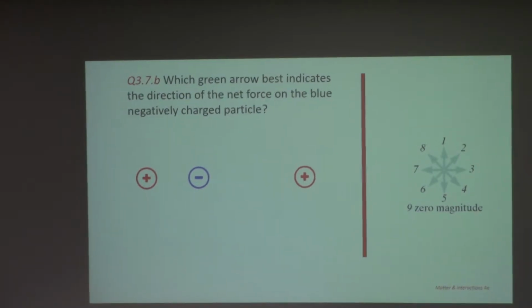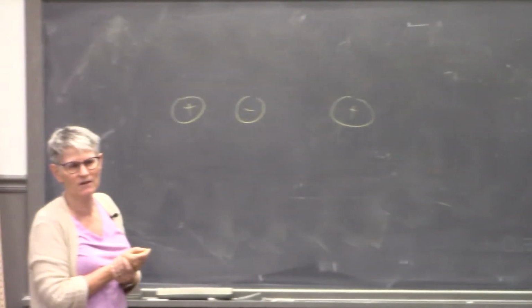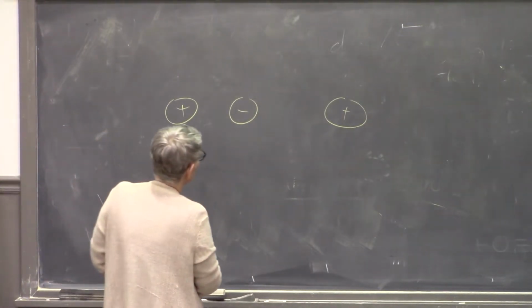Okay, so what's the answer? Seven. Why is it seven? Don't both of the positive charges attract the negative charge? Because the distance is greater on one of them. Okay, so we actually have to sum up two forces.